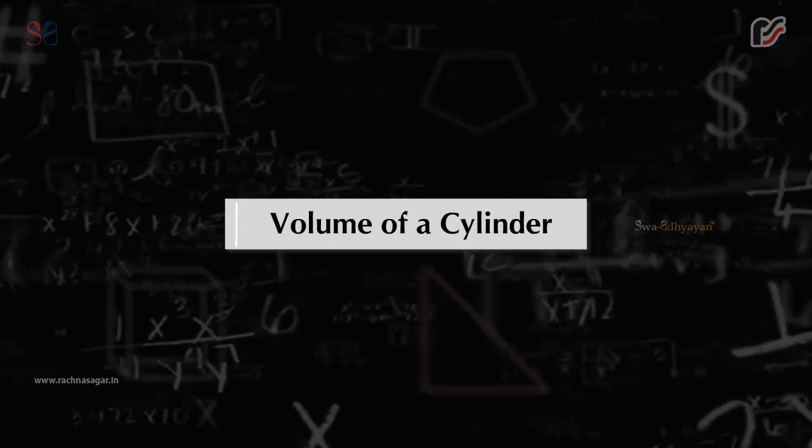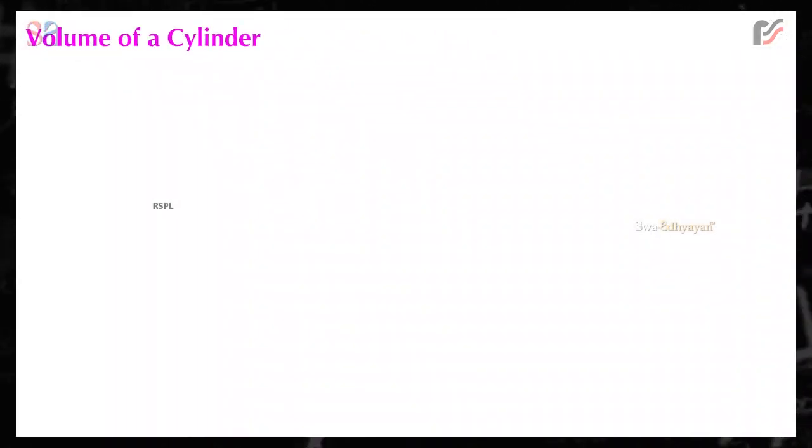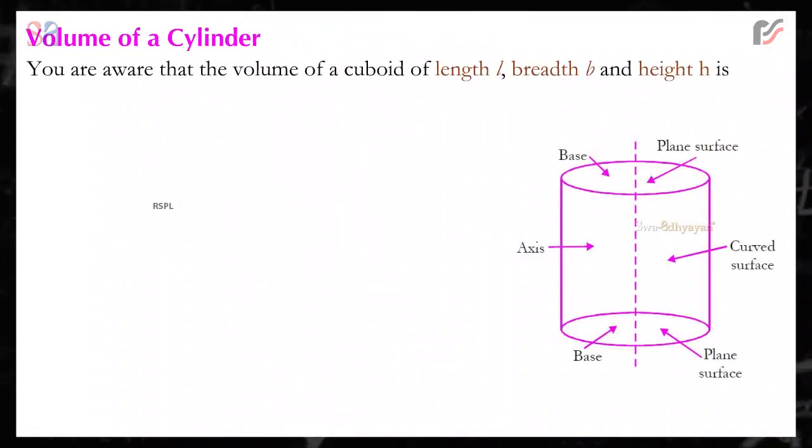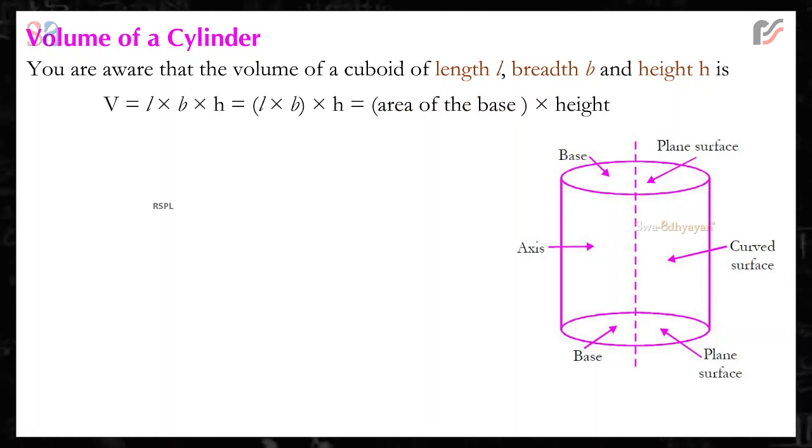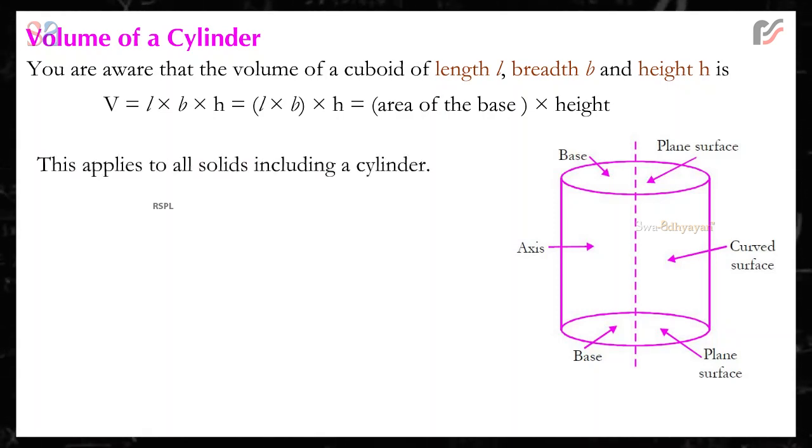Volume of a cylinder. You are aware that the volume of a cuboid of length L, breadth B and height H is V is equal to L into B into H, which is equal to, in the brackets, L into B into H, which is equal to area of the base into height.